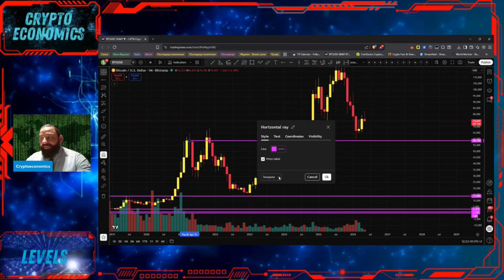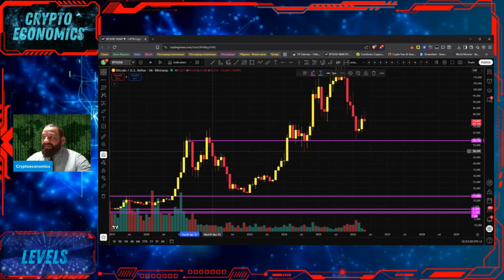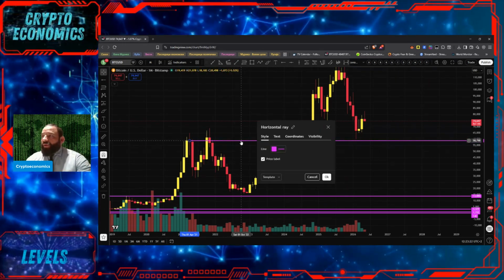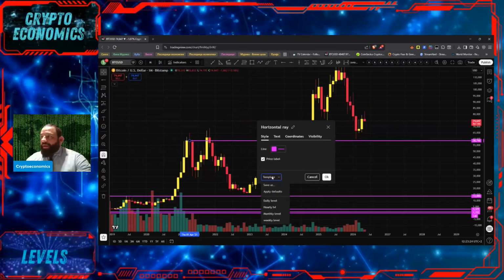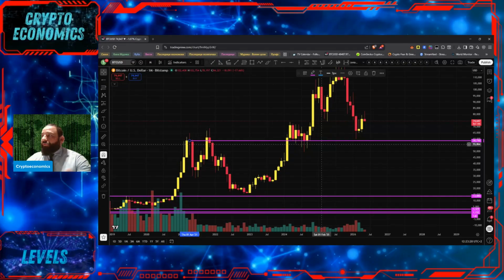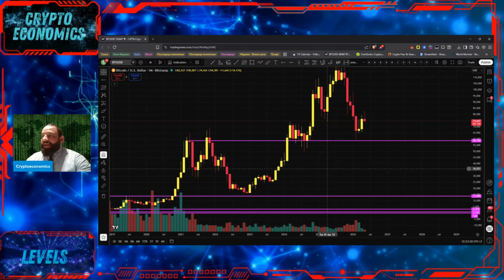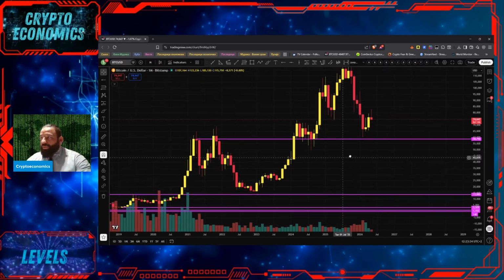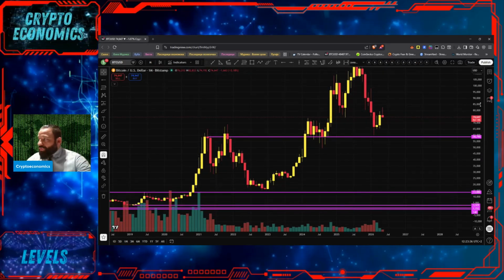Now, another thing that you also need to note is that you can put the levels that you're using, in this particular case the monthly levels, as a template. What you need to do is just double click on the line, use a template, save as, and choose a particular color. For example, all the future levels that you will be using will be with the same color. In this particular case, we put pink, but it doesn't have to be, it's all up to you to decide.